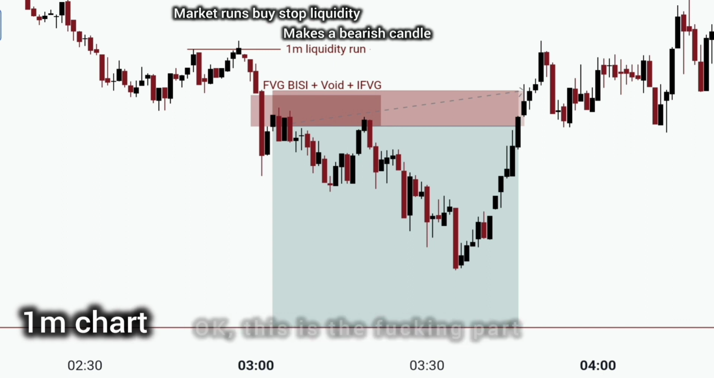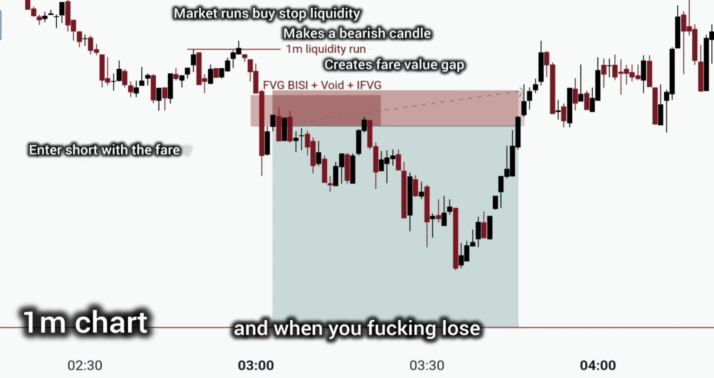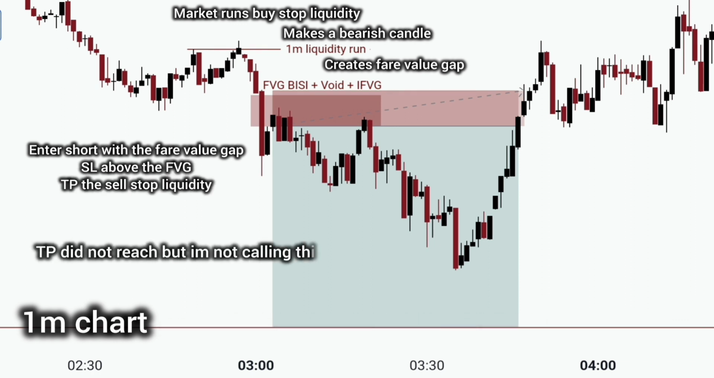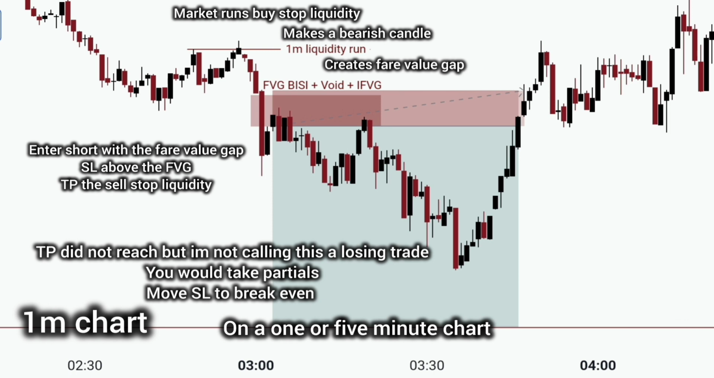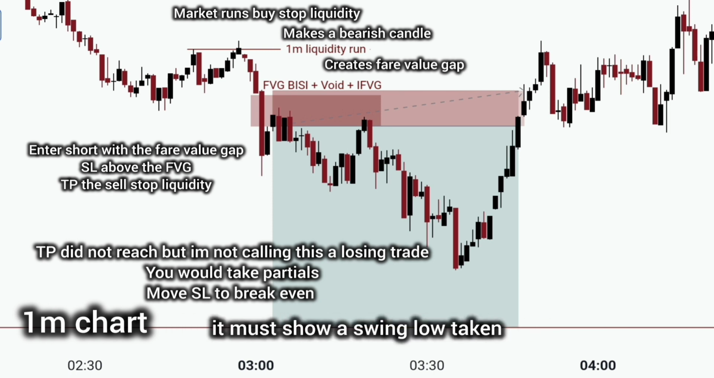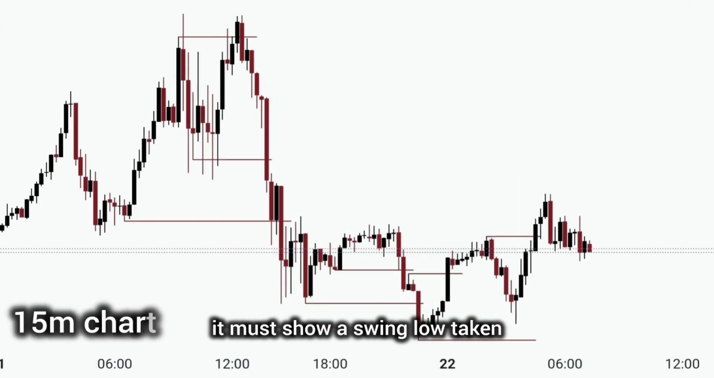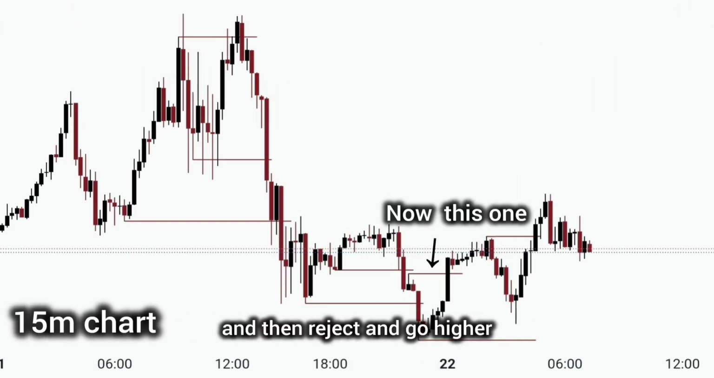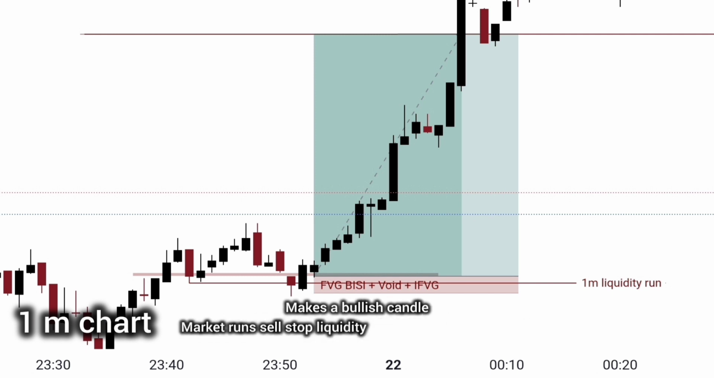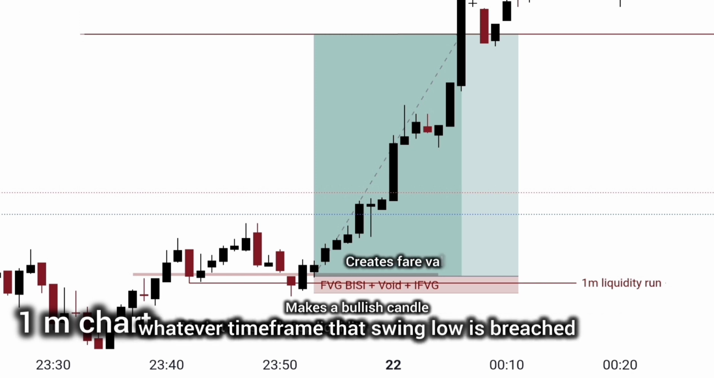Okay, this is the part that you're not going to do. And when you lose, you're going to swear up and down that it failed. On a 1 or 5 minute chart, if you're bullish, it must show a swing low taken and then reject and go higher.